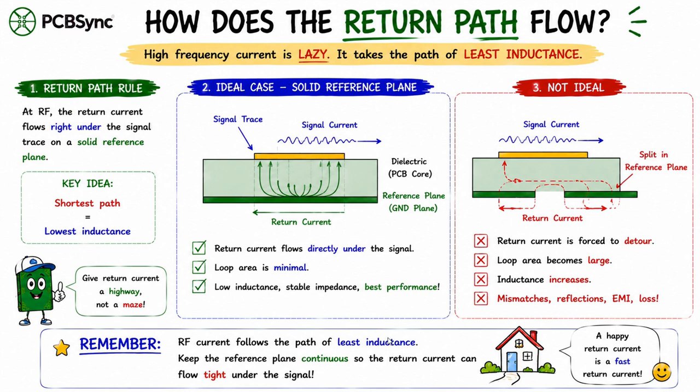Imagine you're heading home from work and your GPS gives you two routes. One takes 10 minutes, the other takes 40. Which one are you going to pick? Of course, you'll choose the 10-minute route. The return current works the same way. If the reference ground is complete, the return current will stick right under the signal line, like hitting all green lights along the way. It gets there directly, and the performance is the best.